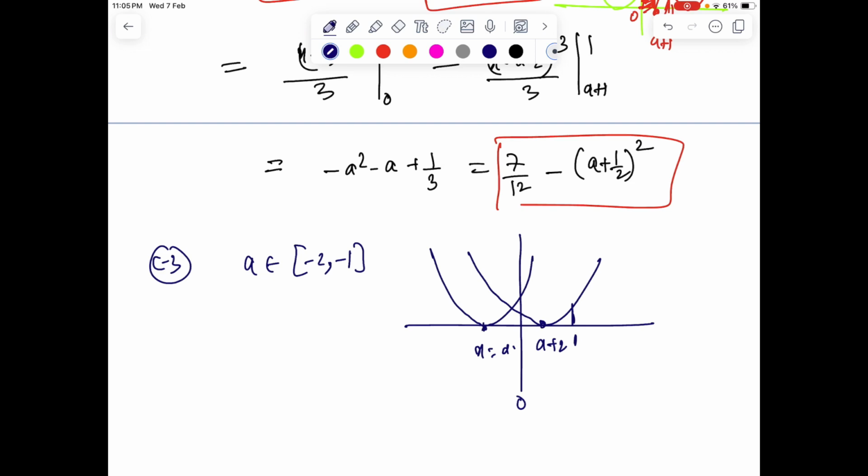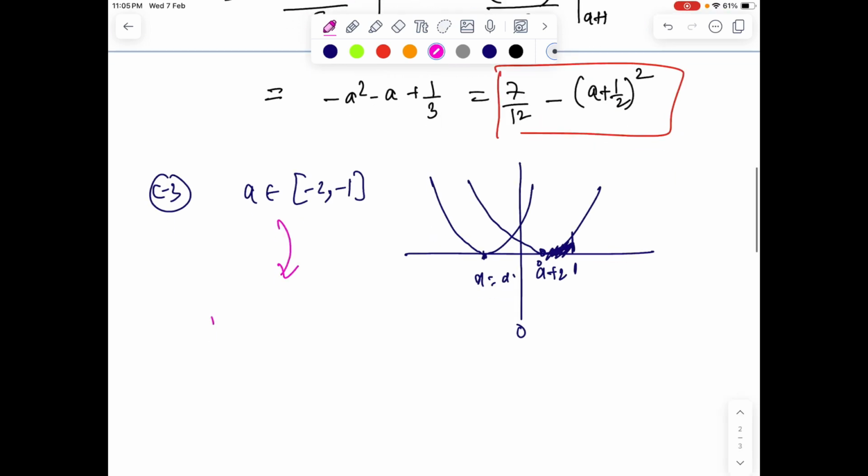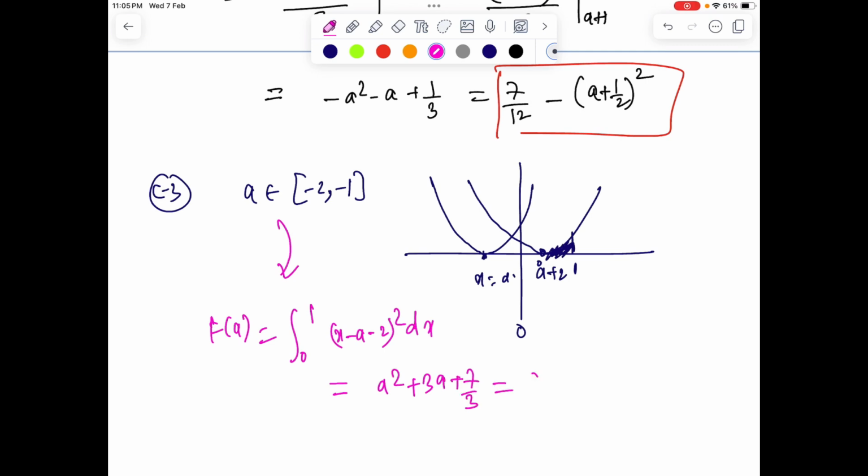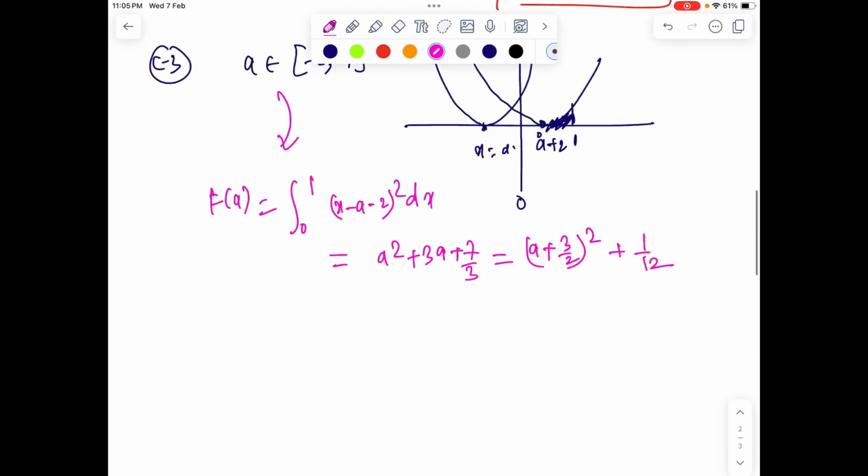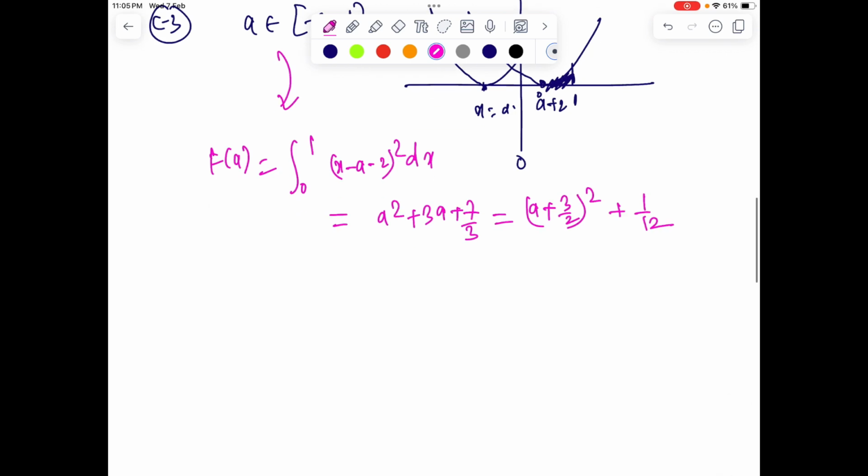The area will be again 0 to 1, that function. So this time the area is going to be 0 to 1, which is this bounded region. And the value of f(a) is the integral from 0 to 1 of (x minus a minus 2) whole square dx, which evaluates to a square plus 3 plus 7 over 3 and a plus 3 over 2 whole square plus 1 by 12.